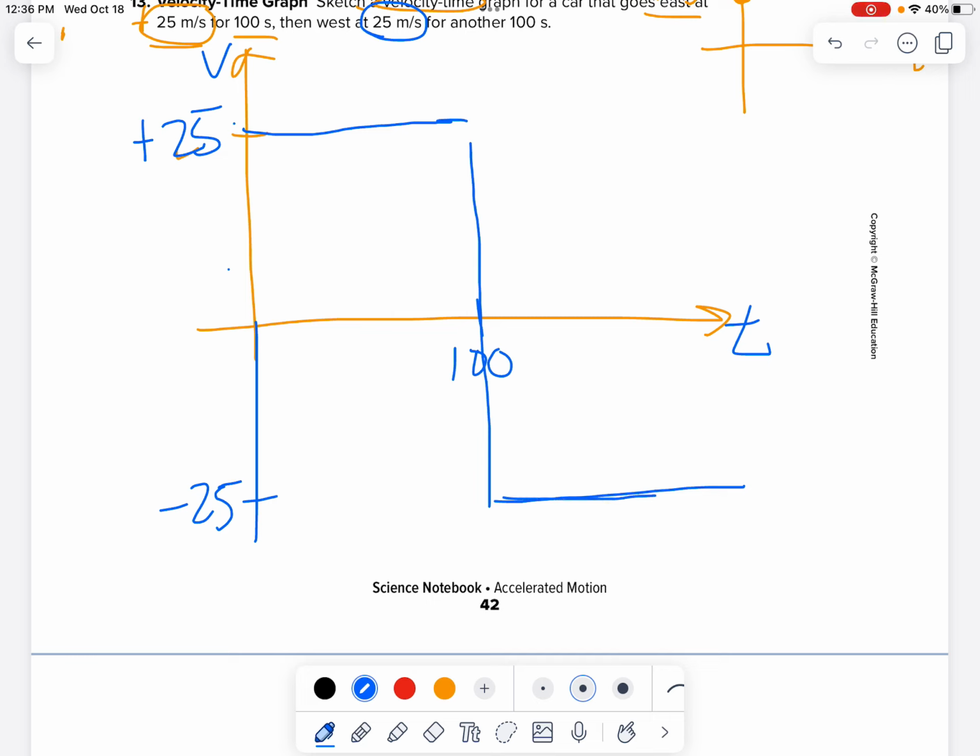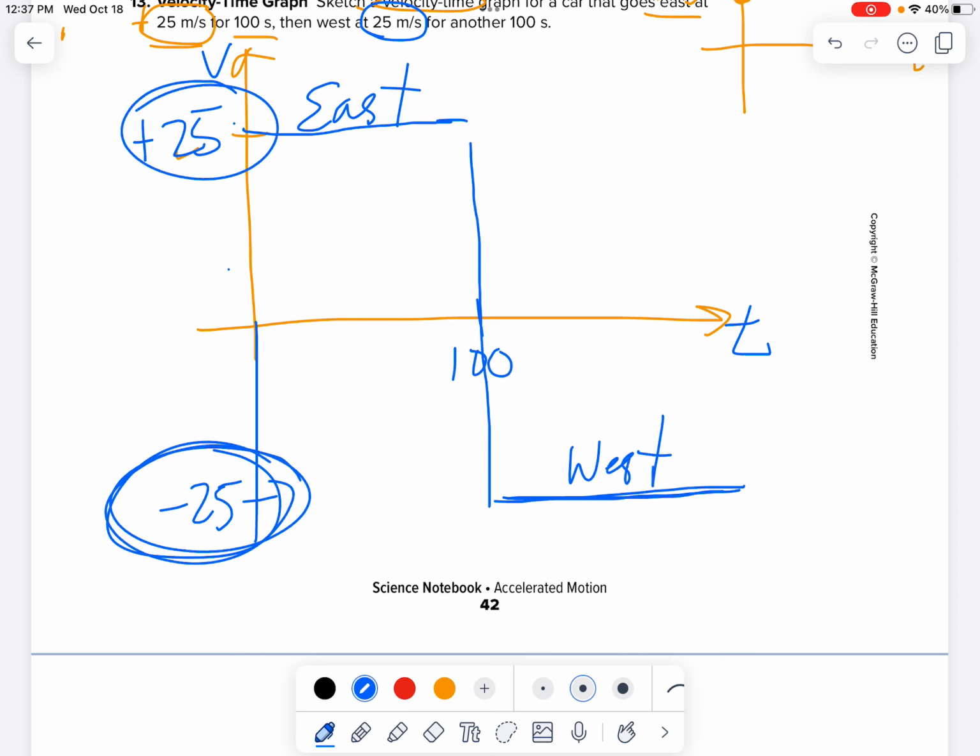Okay, this is velocity and time. Because this line keeps going this way doesn't mean he's going in a positive direction. It means that he's continuing to move, but he's moving at a negative velocity. So he's actually moving west. When he's moving east here, he's moving west here. Because this is negative, east, he's moving in a positive velocity. Okay?